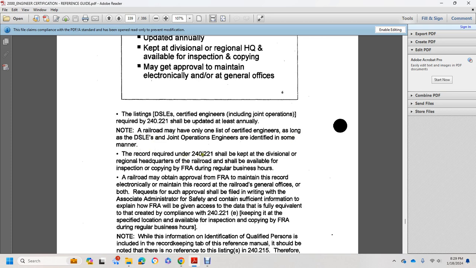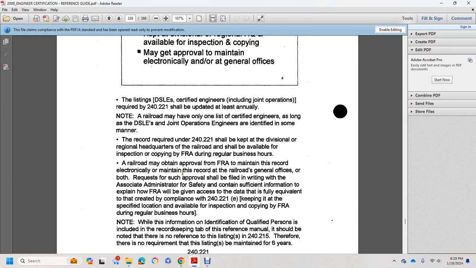Some of the records required in 240.221 shall be kept at the divisional or regional headquarters of the railroad. They should be available for inspection by the FRA during regular business hours. A railroad may maintain the records electronically, at the regional or the railroad's general office.